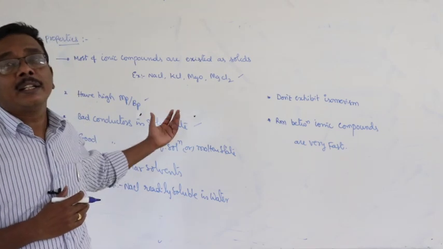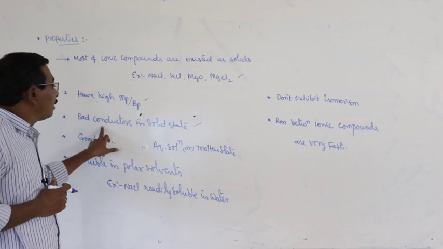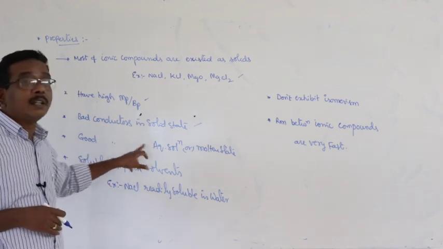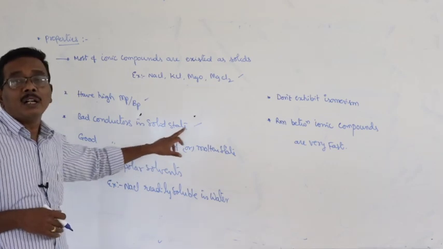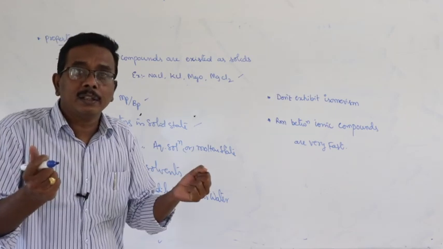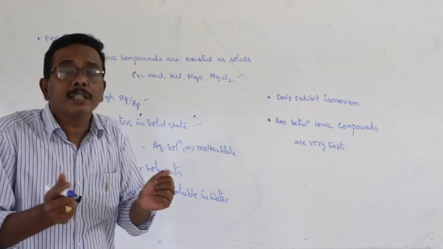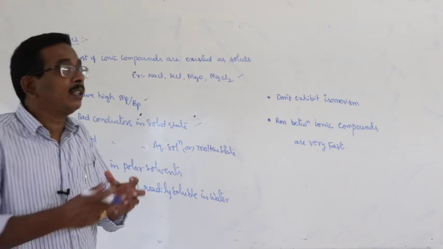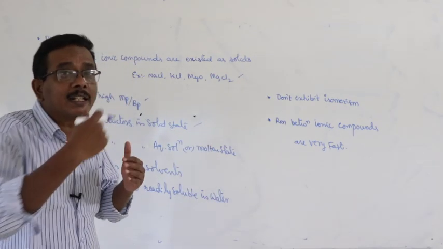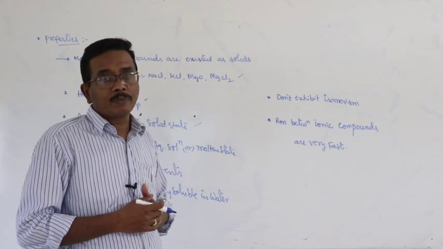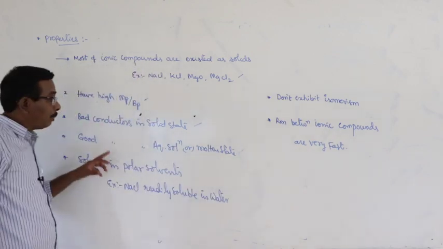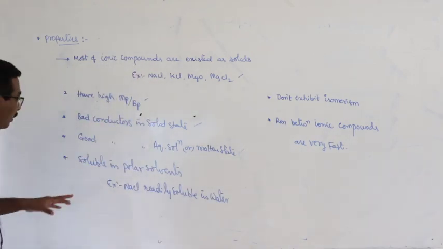As a result, in solid state, ionic compounds are bad conductors of heat and electricity, but in case of aqueous solution or molten state, they are very good conductors. Why? Ions become free in the molten state. In aqueous solution, the ions move freely in the aqueous medium. Therefore, they can conduct electricity and also heat. Freely moving ions are available in the aqueous solution or molten state.